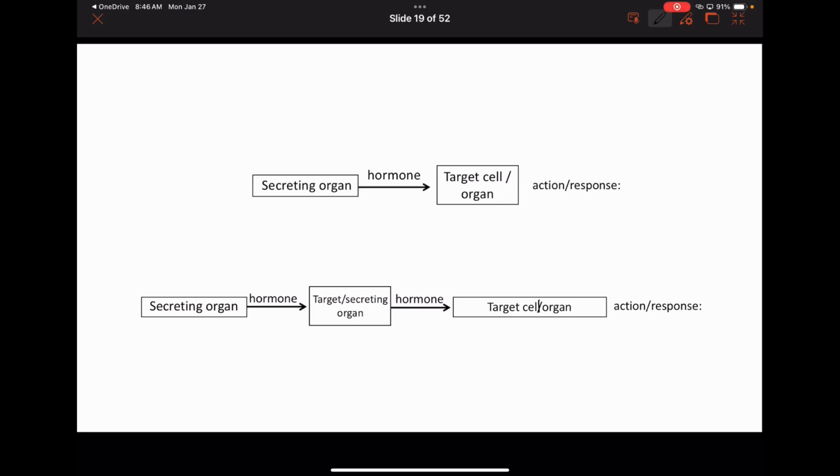So that hormone to hormone would be a hormonal stimulus? Yes, ma'am. So that would be a hormonal stimulus when you have a hormone triggering the release of another hormone.